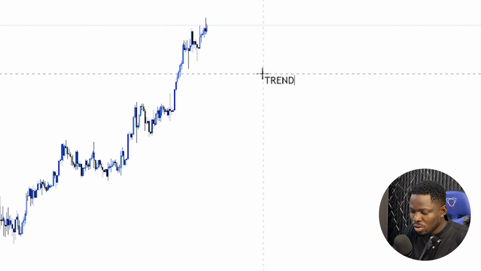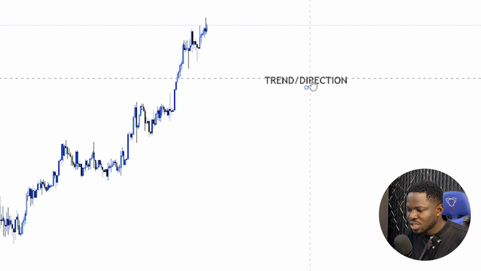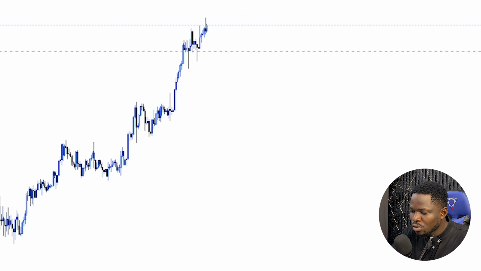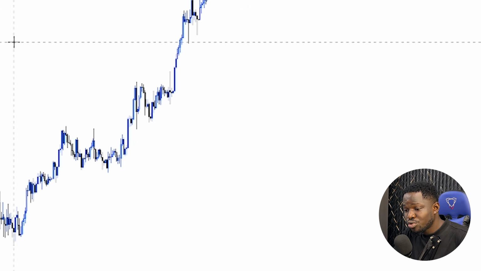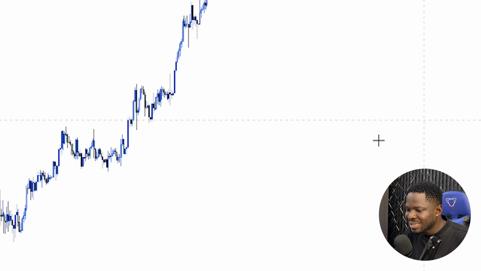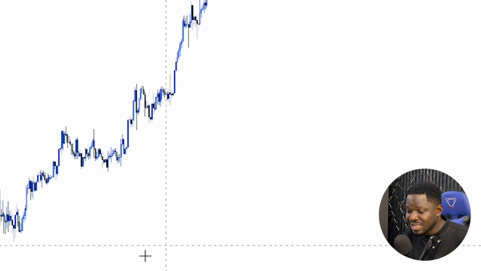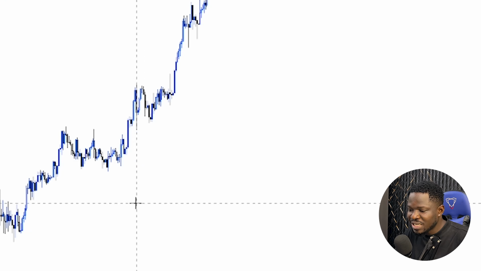Trend or the direction of the market. Once you are able to establish where the price action is heading, either to the south or to the north, it will enable you to predict the price action, and it will help you to execute quality setups in the market.